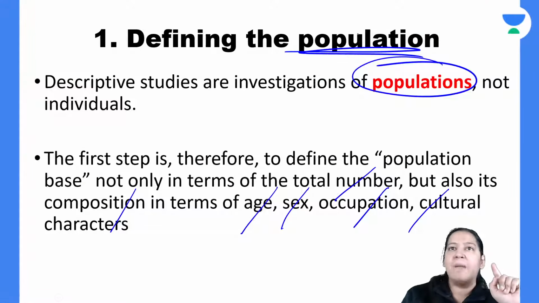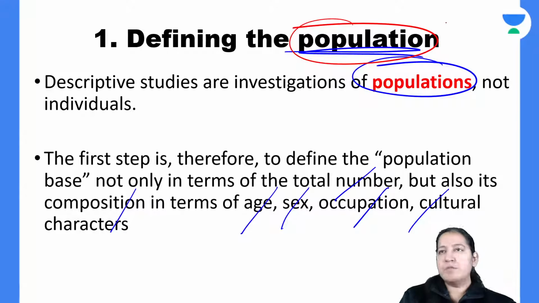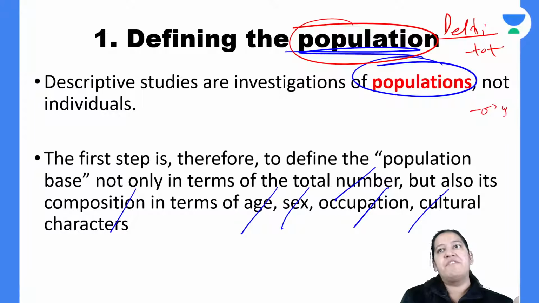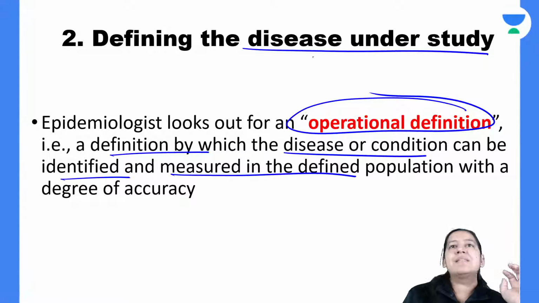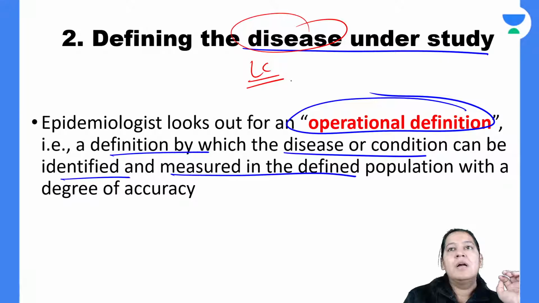We have done the first step: we have defined our population. Just suppose my population is Delhi. In the entire Delhi, what is the total population? How many are males, how many are females? What is the age composition? Married, unmarried, cultural, rich, poor, everything I have defined. My disease is lung cancer. Operational definition: I will believe biopsy or I will believe CT scan.